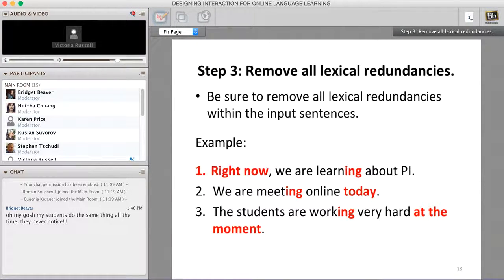Step three is to remove all lexical redundancies in the input sentences. This actually elevates the communicative value of the targeted forms, and it forces the learners to attend to the form in order to extract meaning. Remember that students' natural tendency is to process content words over grammatical forms in their input. In the examples on this slide, the lexical items right now, today, at the moment, those need to be removed so that learners are forced into processing that ing morpheme in English in order to extract meaning.